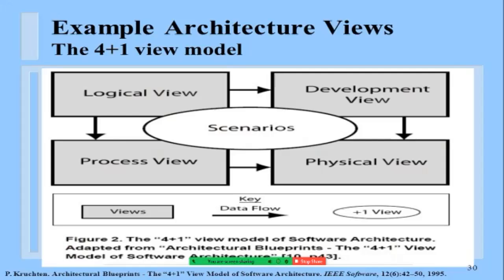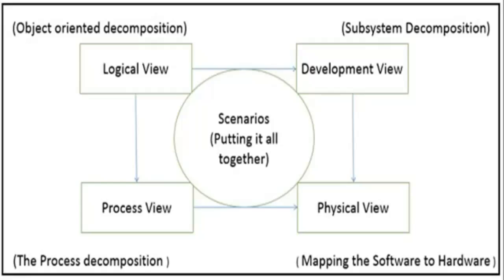Friends, this is an example architecture view, the 4+1 view model. Here there is a scenario, logical view, development view, process view, and physical view. Scenarios put it all together: logical, development, physical and process views. Logical view is object oriented decomposition. Development view is subsystem decomposition. Physical view is mapping the software to hardware. And the process view is the process decomposition.